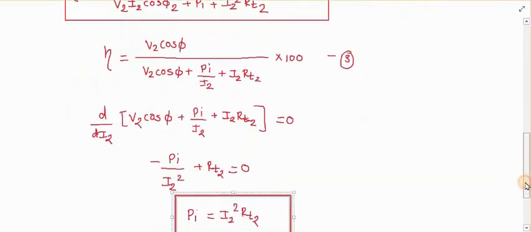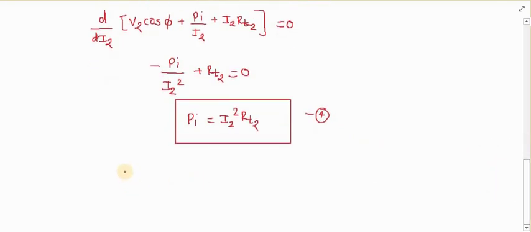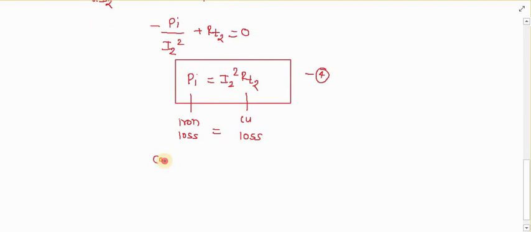So from this equation number 4, we can conclude that the efficiency of the transformer is maximum for that load which makes my iron loss equal to the copper loss. So what is the condition for maximum efficiency? My constant loss, what is my constant loss? It is nothing but iron loss, which will be equal to the variable loss.